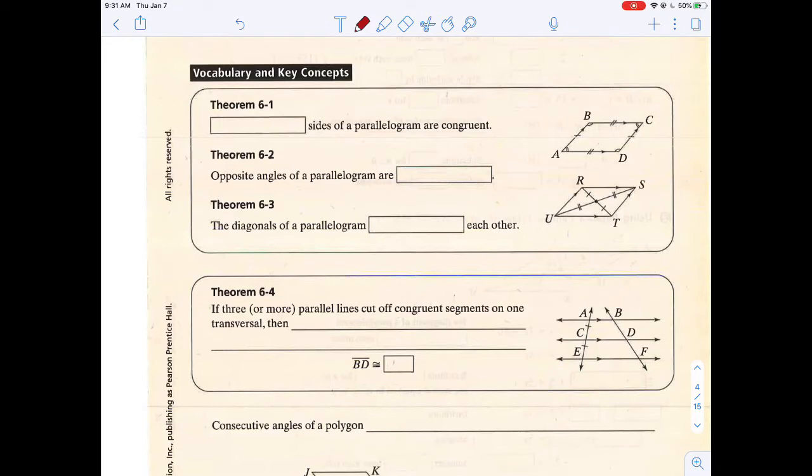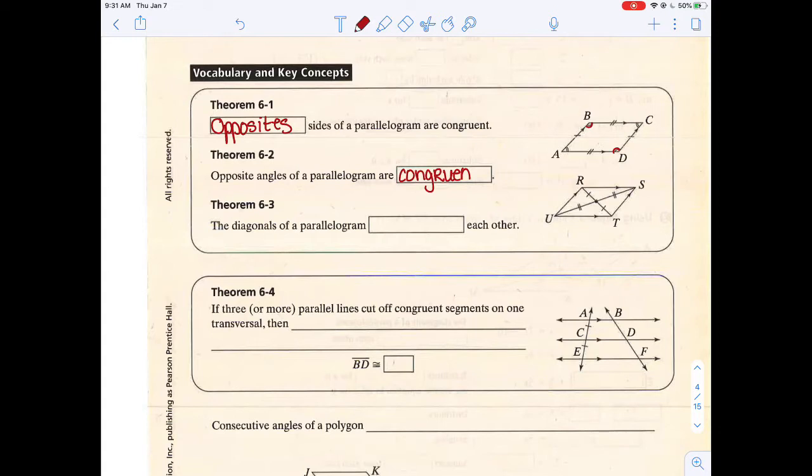Theorem 6.1 says that opposite sides of a parallelogram are congruent. So in the picture, AB is congruent to CD, BC is congruent to AD. Theorem 6.2 says the opposite angles of a parallelogram are congruent. So if we look at this picture off to the side, angle B is congruent to angle D, and angle A is congruent to angle C.